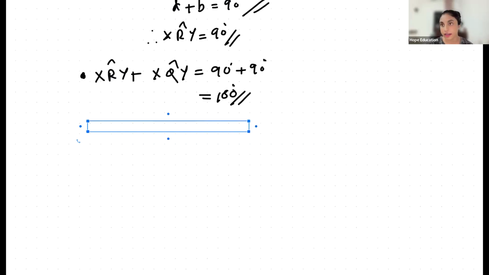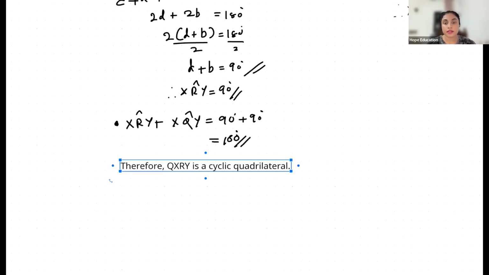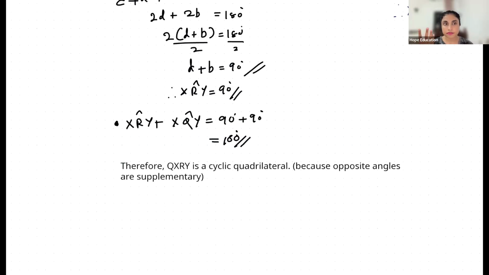Okay, it is a cyclic quadrilateral. Within brackets, you can write: because opposite angles are supplementary. Is that clear? Thumbs up. Is it clear? Okay. That's not all.